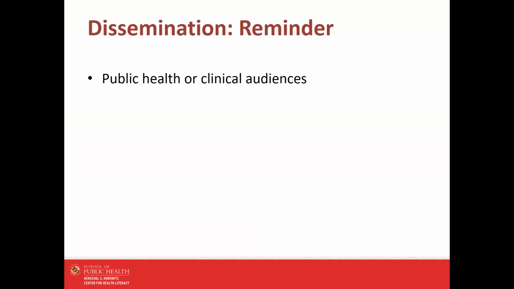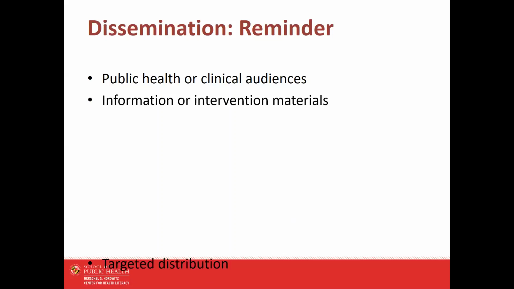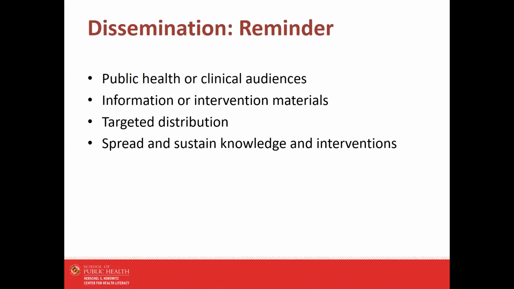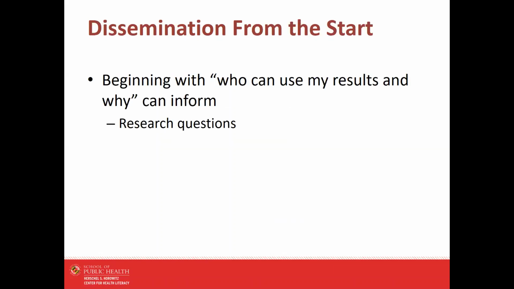So just a reminder about what dissemination is. It can be for public health or clinical audiences. It can be about information or intervention materials. So it can just be a description of your study or your findings, but it can also be about an intervention. It's usually going to involve some kind of targeted distribution. You're going to have to know who needs to use your results. What you're hoping is not just to have a one-time only exposure to this. What you're hoping is to spread and sustain this knowledge and these interventions over time.